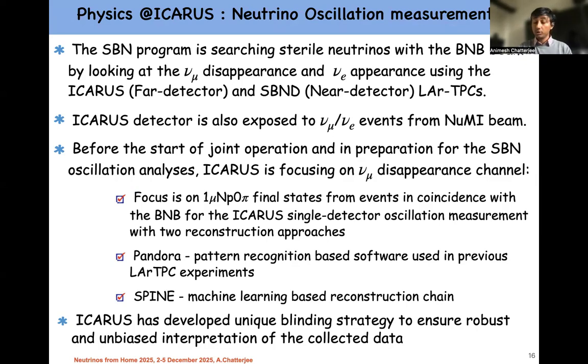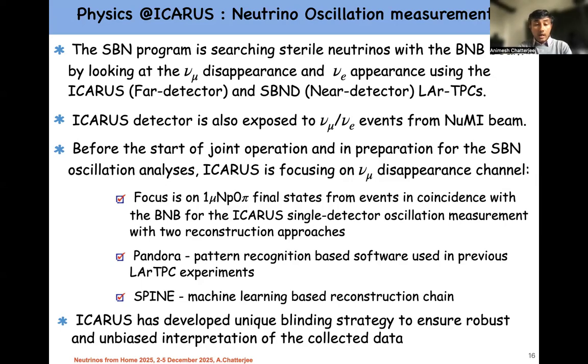So before the start of the joint analysis of ICARUS and SBND, ICARUS started focusing on the nu_mu disappearance channel, which is mostly focusing on the 1 muon N proton 0 pion final state from the events in coincidence with the BNB, for the ICARUS single-detector oscillation measurement, with two different reconstruction algorithms: Pandora, the usual pattern recognition algorithm used by previous liquid argon experiments such as MicroBooNE and others, and the machine learning technique SPINE, to understand the performance of the detector.